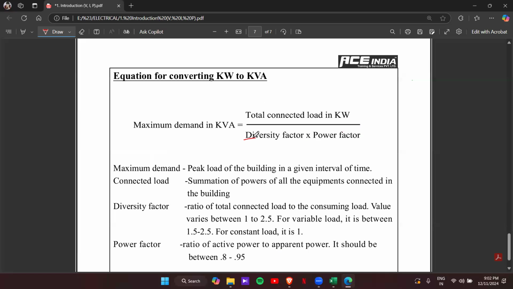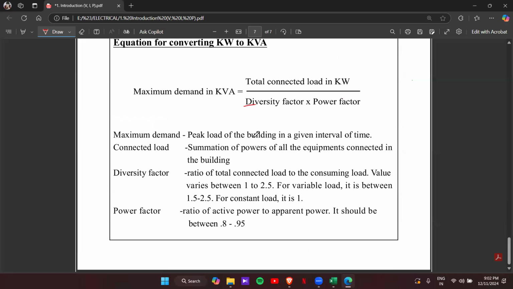So let's see what is diversity factor. Diversity factor refers to what condition that building is. So we have two conditions: one is variable load condition, second is constant load condition. These are the two conditions we have for diversity factor.